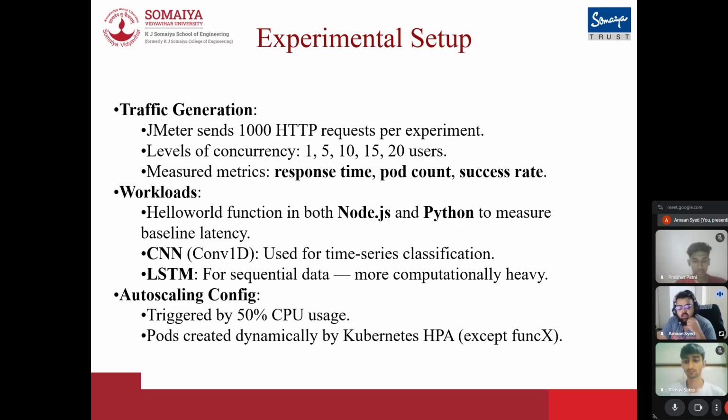For auto-scaling, Kubernetes-based frameworks Kubeless, OpenFaaS, and Fission were configured with a horizontal pod autoscaler set at 50% CPU utilization. Each test began with a single pod. Additional pods would be launched if CPU usage exceeded the threshold. Although FunkX uses a different scaling mechanism, similar principles were observed. This setup allowed the researchers to analyze both the static and dynamic behavior of these frameworks under varying loads.